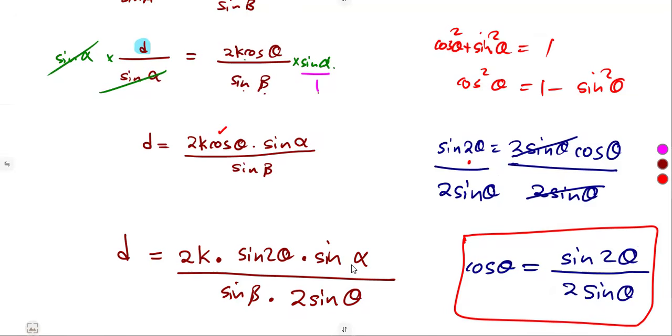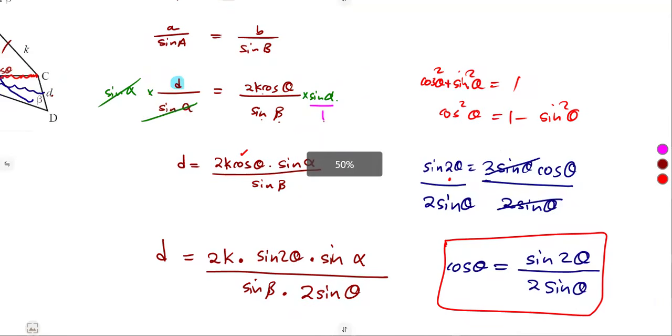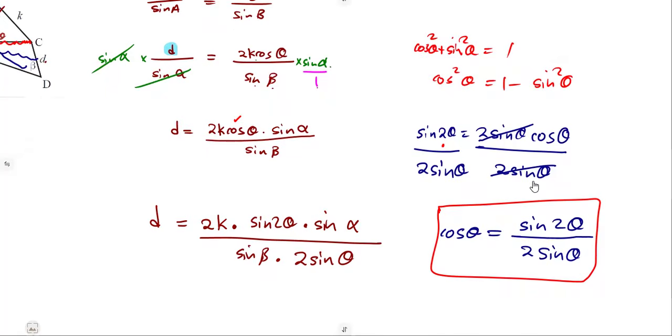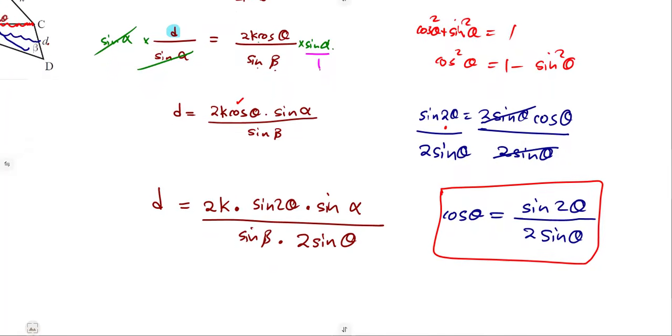You see, they want to play around with you guys. If you are not into your identities, then you just say this question is wrong. No. Revise all of your identities and trigonometrical ratios. Then you see this is just a walkthrough type of question.